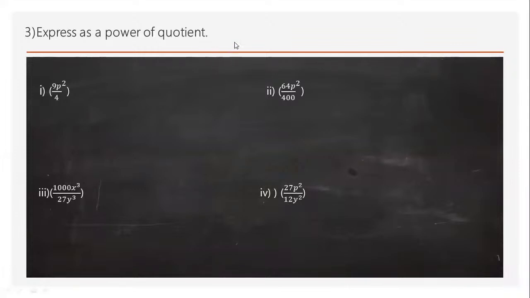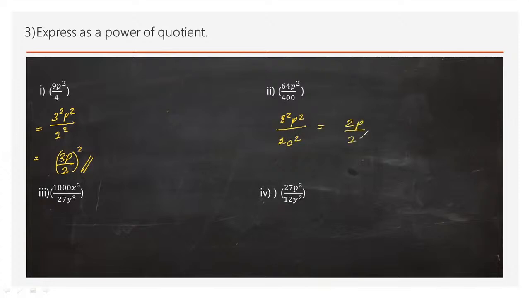Express as a power of quotient. So how can we write this? 9 you can write as 3 squared, p squared. 4 is a square number, 2 squared. Then you can write (3p over 2) to the power 2. This one, 64 p to the power 2: 64 you can write as 8 squared, p squared. 400 you can write as 20 squared. (2p over 20) to the power 2.